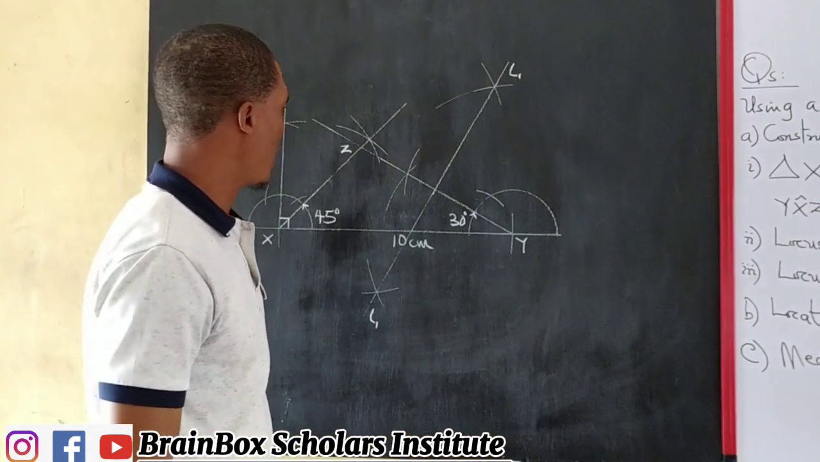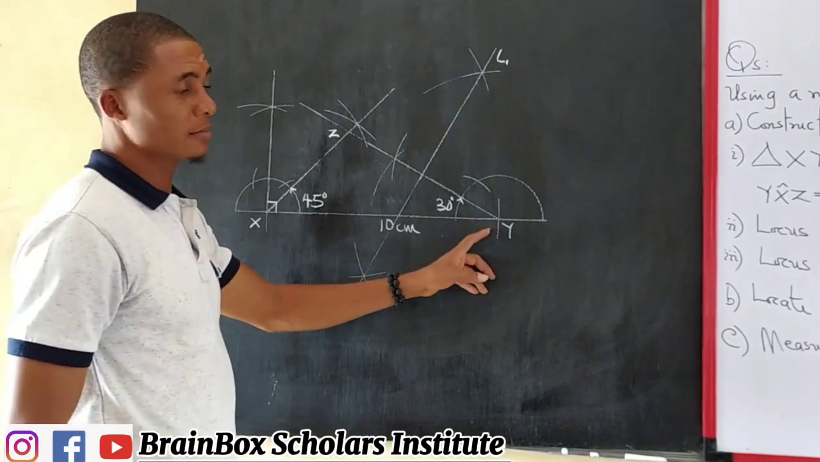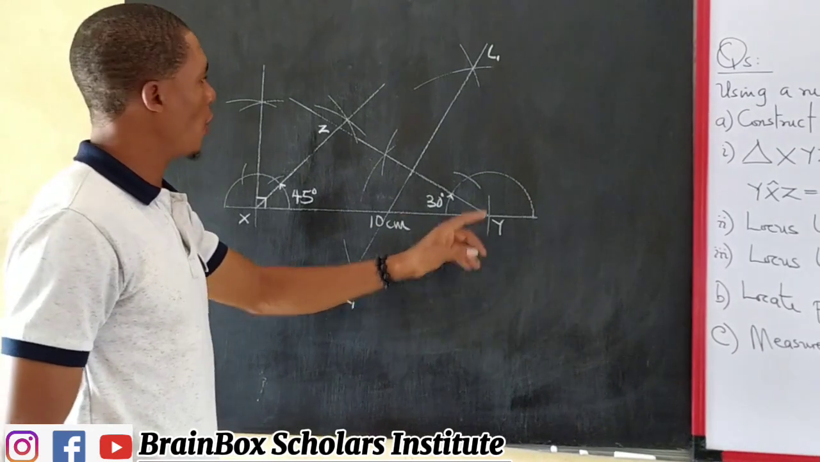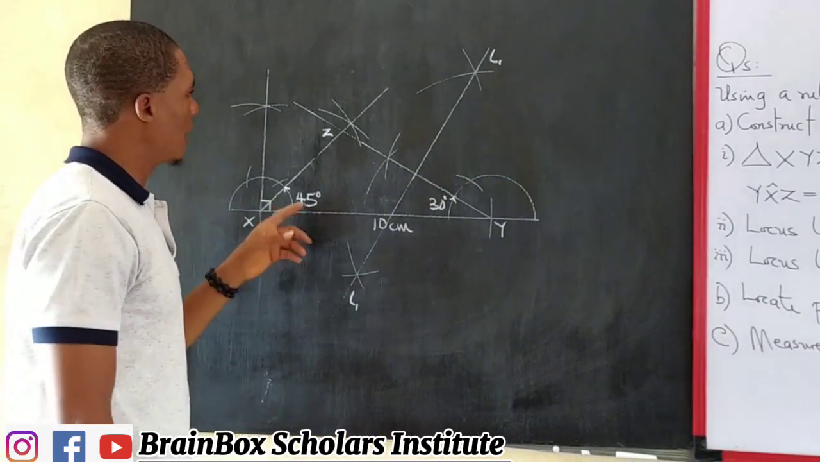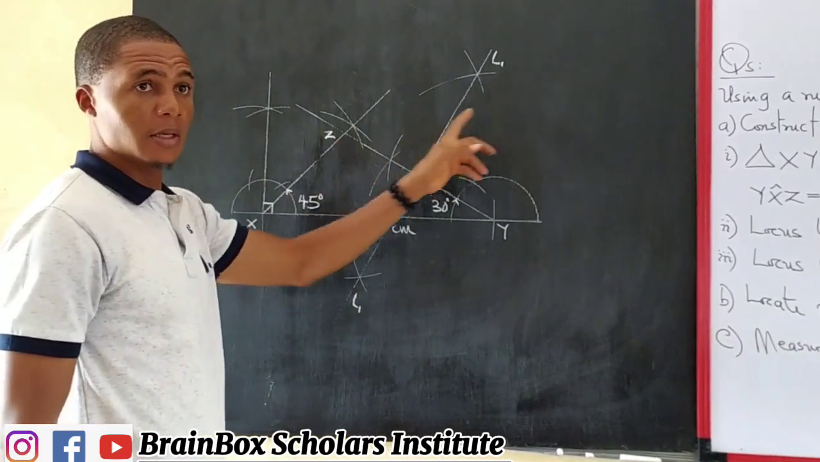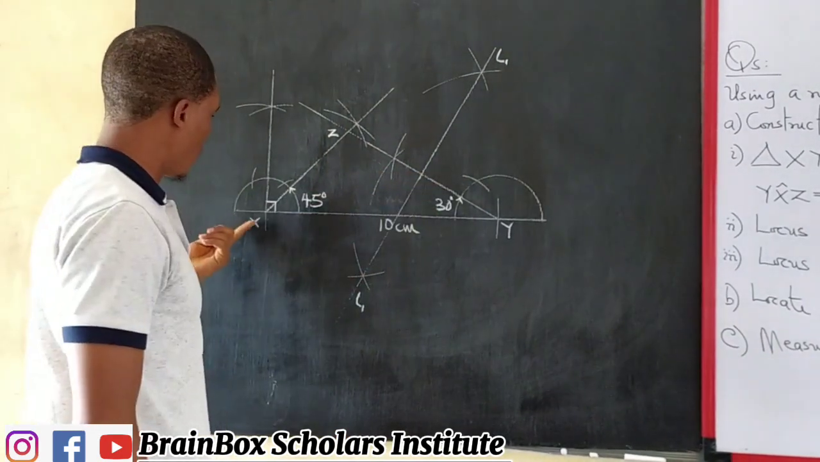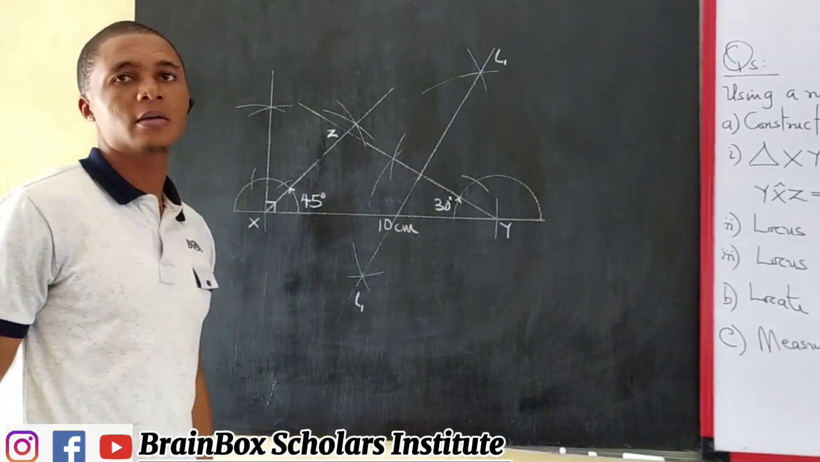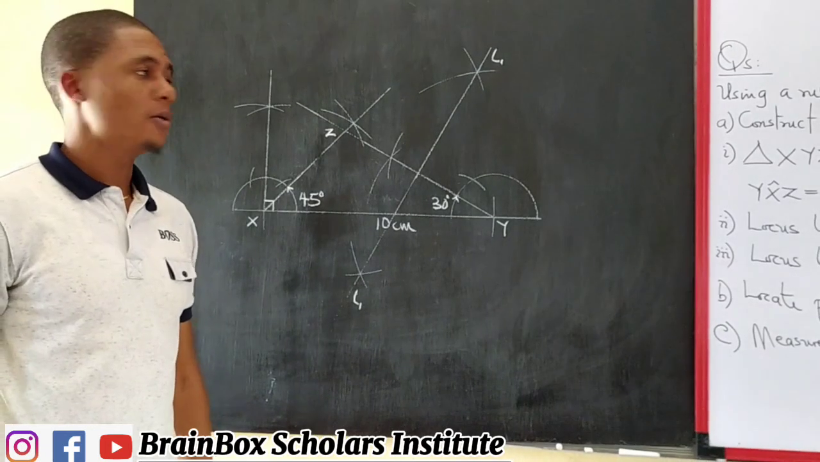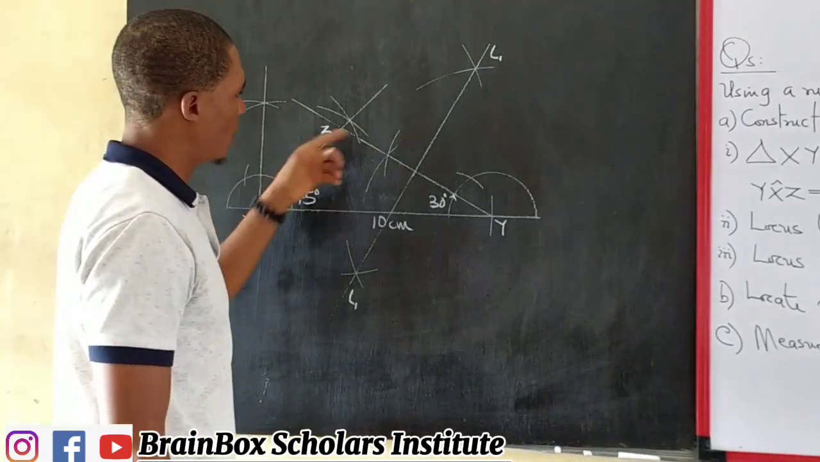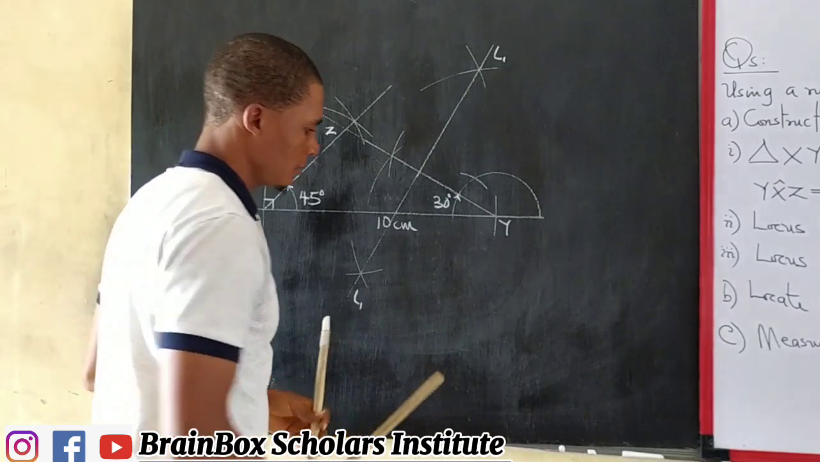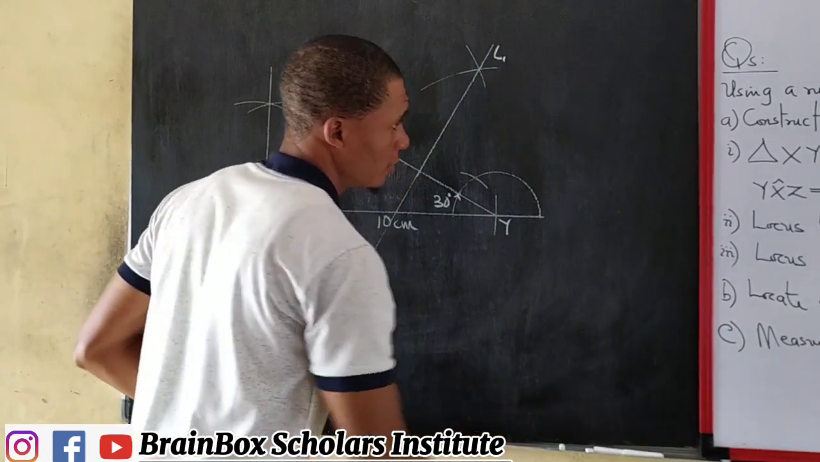Here is my XY. Through Z. Meaning that I have to draw a line that is going to be parallel to what? XY. Are you following? Yes. So I'm going to draw a line parallel to XY. Okay? Now, let's move.